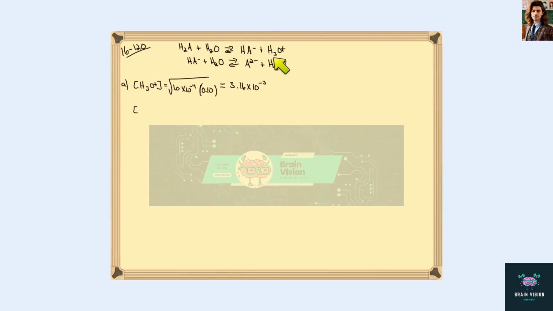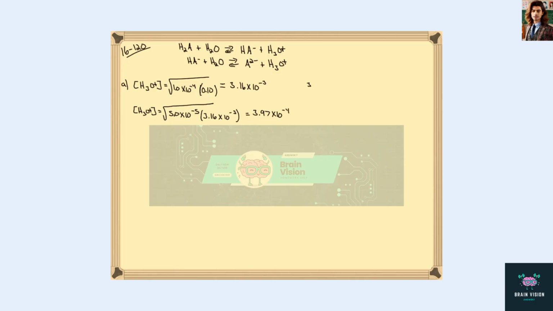That's the hydronium concentration, but it's also the HA minus concentration that we will assume is the concentration before the subsequent Ka2 equilibrium occurs. So now we can solve for the hydronium concentration for the second equilibrium by having it equal the square root of its Ka2 value multiplied by the concentration of HA minus that came from the first equilibrium. And we get 3.97 times 10 to the minus 4.